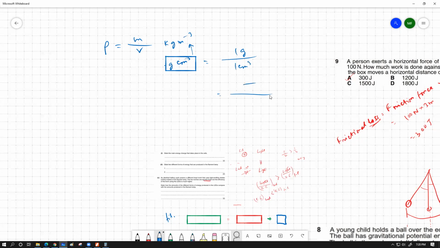1 gram means 1 by 1000 kg, because that 1 gram is 1 by 1000 parts of 1 kilogram. And 1 centimeter cube, I'm not going to do the whole cube thing. So 1 centimeter, only 1 centimeter is 1/100th of a meter. So I'm going to write 1 by 100 meter. I'm going to give a whole cube over here so that you understand the concept.